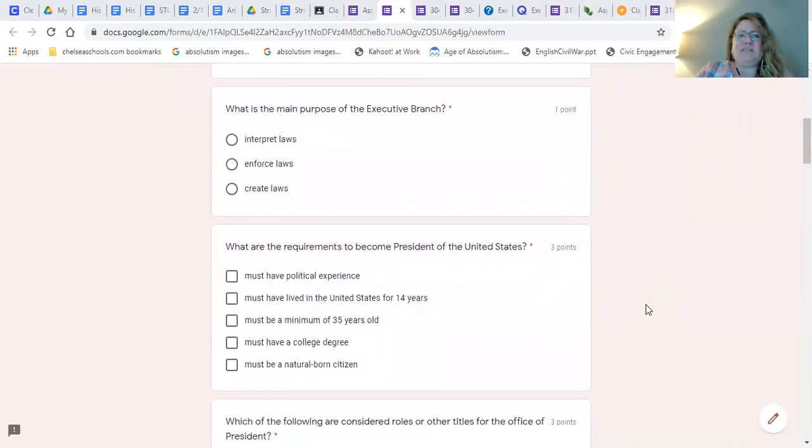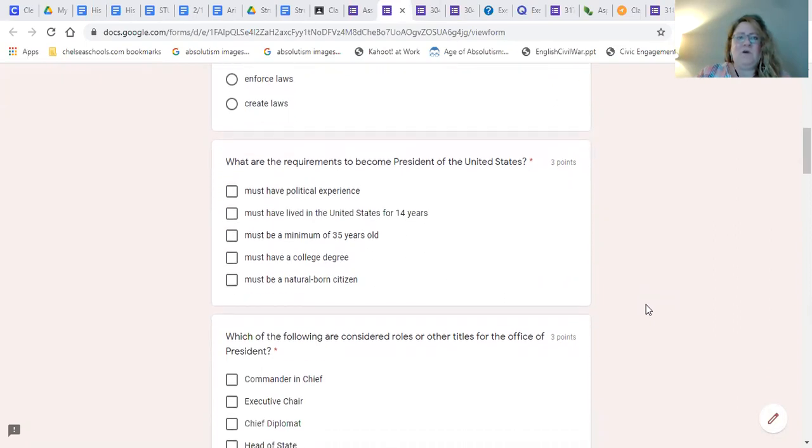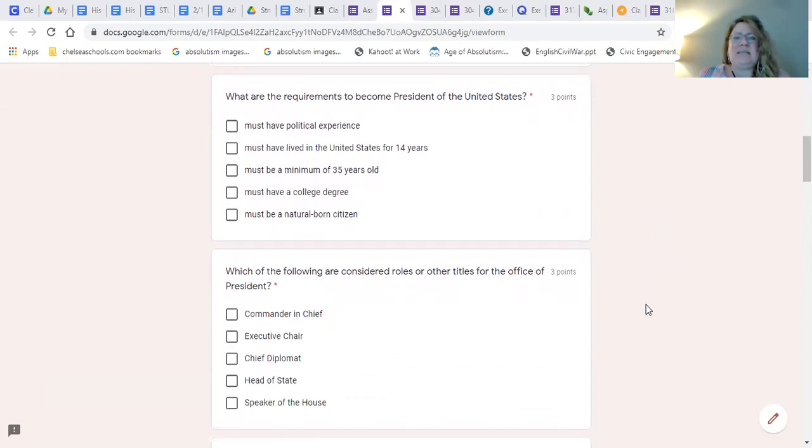The first question on this exam, question number 1: what is the main purpose of the executive branch? Interpret laws, enforce laws, create laws. What are the requirements to become President of the United States? Choose 3 of the 5 responses. Must have political experience, must have lived in the United States for 14 years, must be a minimum of 35 years old, must have a college degree, must be a natural-born citizen.